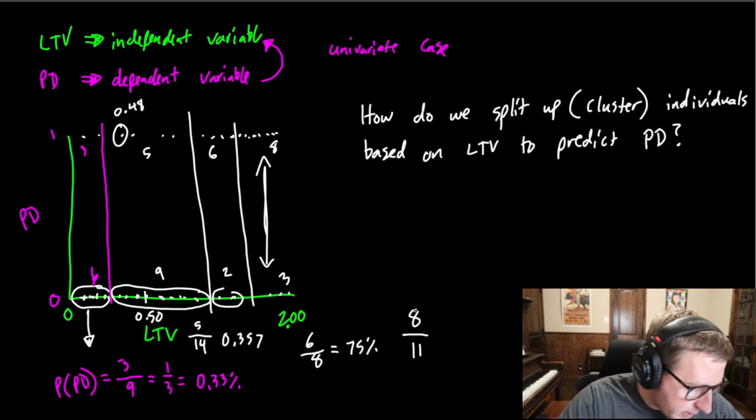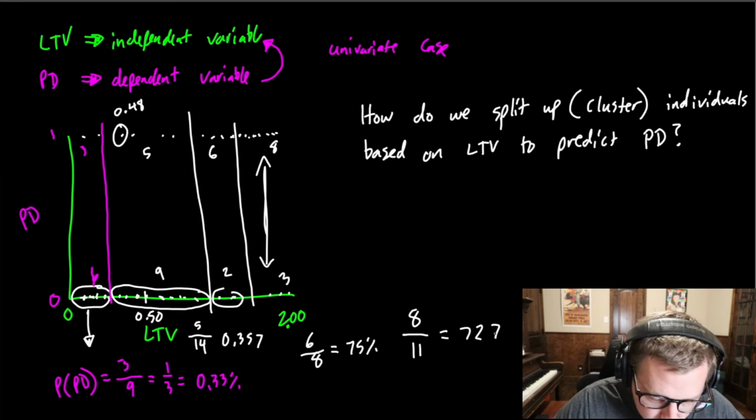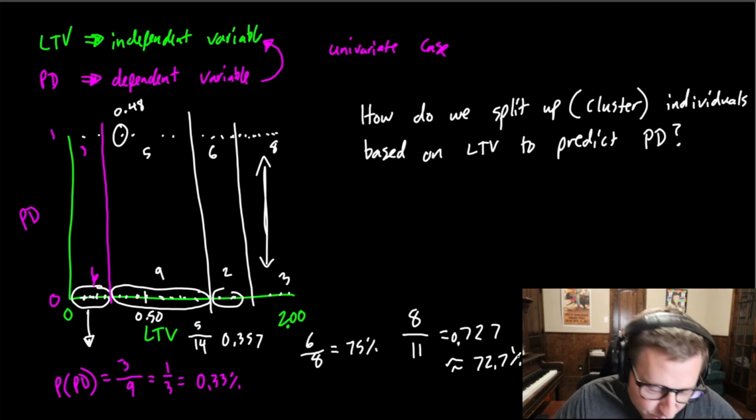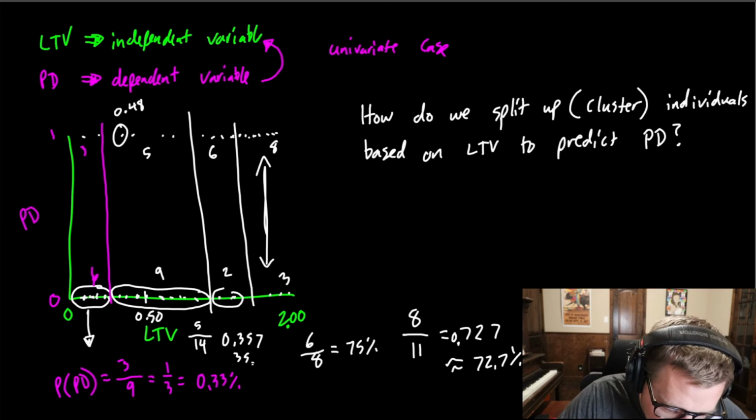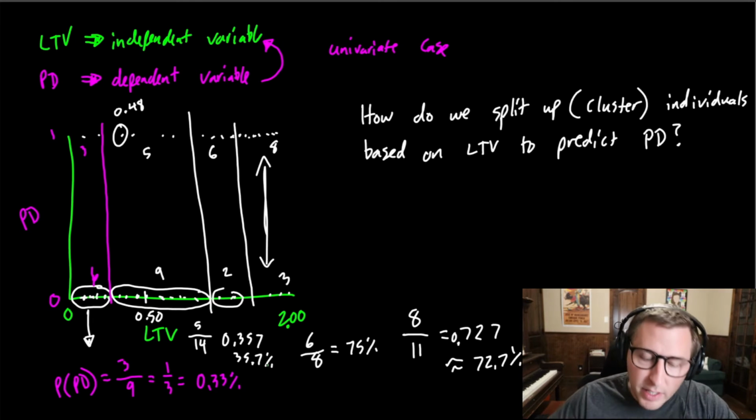It's going to be 8 over 11, which is going to give us 72.7, so 0.727, which is 72.7%. So you can view these in decimals or percentages here. So this would be 35.7%. But another way to view this in a decision tree is the actual tree amount.